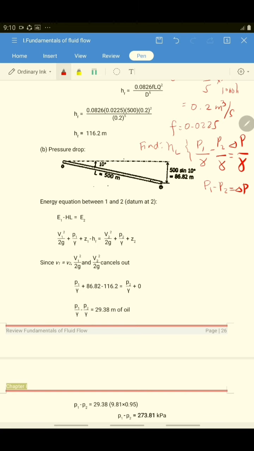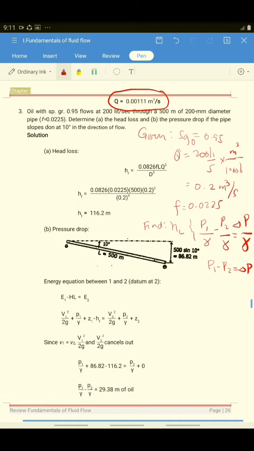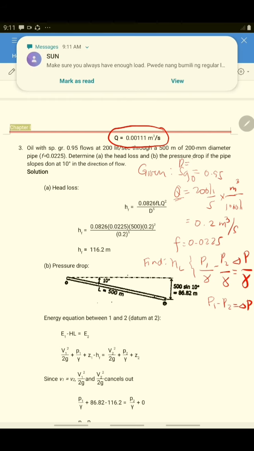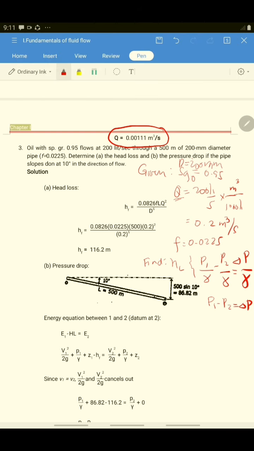So first we have to determine the head loss. Since f is given, you can substitute directly to the equation because Q is also given. The diameter is also given, so D is equal to 200 mm. Then you also have the length, 500 meters.